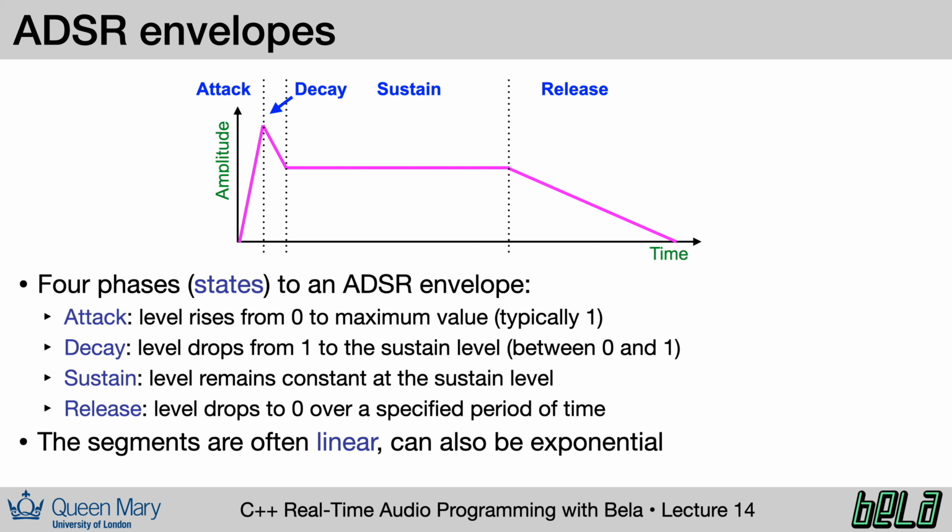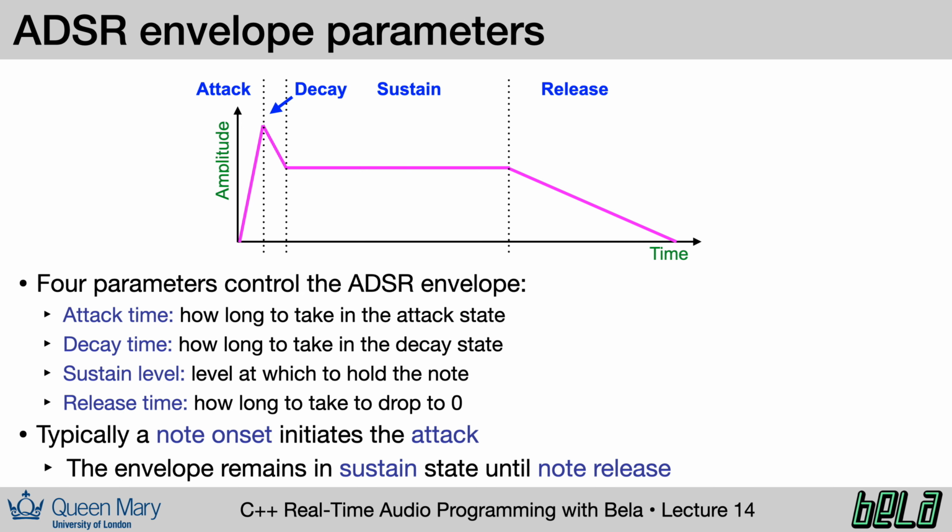In the attack state, the level of the envelope will rise from 0 up to a maximum value, which we typically normalize to 1. In the decay state, the level will drop from 1 to some predefined sustain level. Then, in the sustain state, the level will remain constant until we move to the release state. At that point, the level will drop gradually to 0 over a specified period of time. So as you can see, there are 4 segments involved in implementing an ADSR. These can either be linear segments or exponential, and we'll see both in this lecture.